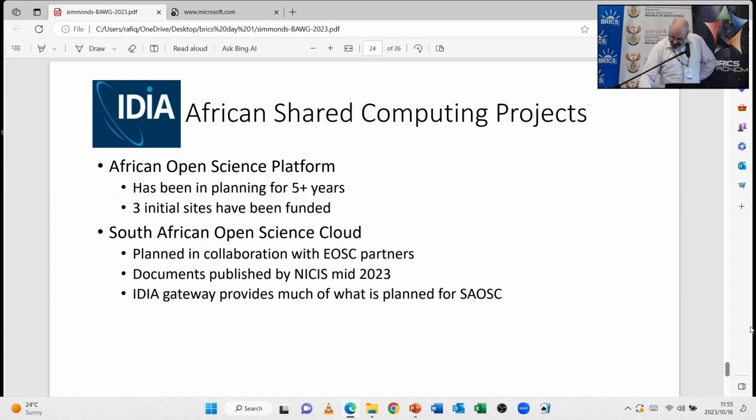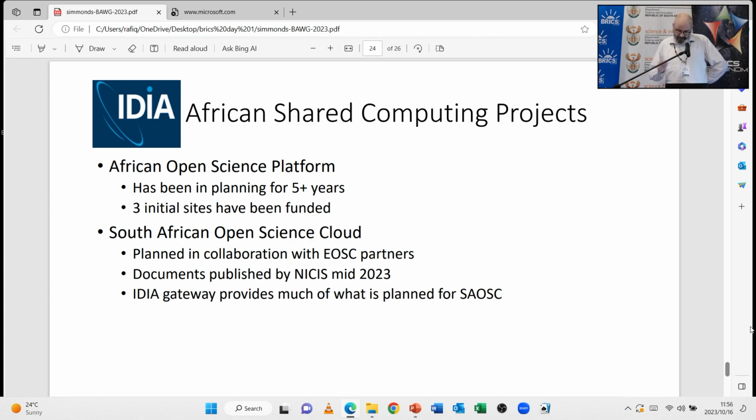Then I'm just going to say a little bit about these shared computing projects. There's the African Open Science Platform, which has been planning for quite a few years, and Russ and I were involved in the initial planning, and 3 sites have been funded for that. I don't quite know how far they've progressed in actually getting them working yet. And then the South African Open Science Cloud, which Russ was one of the authors of, and I was quite involved in creating information for. And then NICIS, who's this government organization here in South Africa, published documents about this in mid-2023, so clearly it's on the roadmap for something to be funded, hopefully.